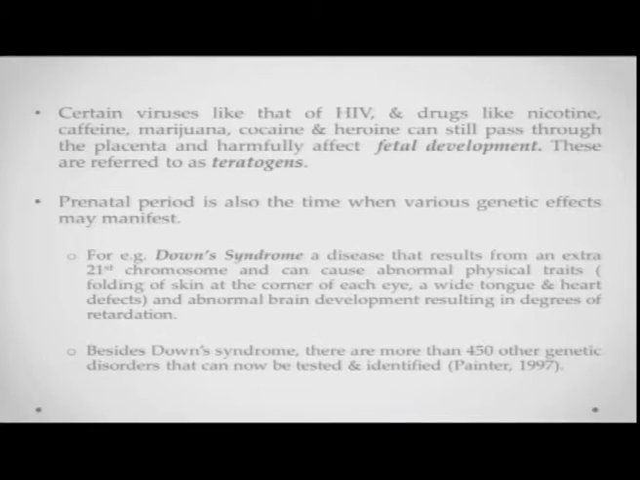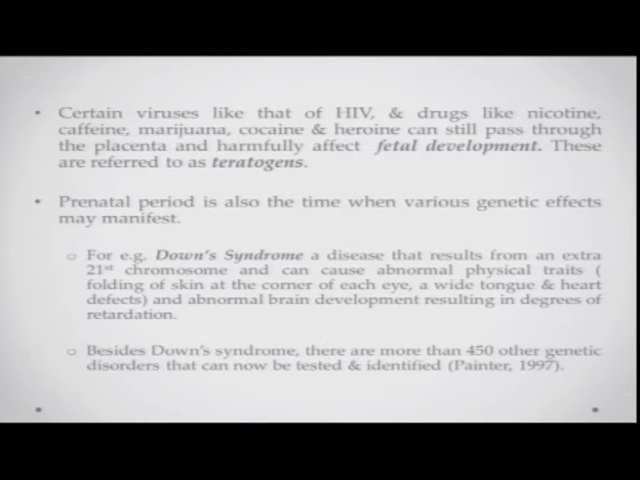Also, Down syndrome has severe effects on the development of the brain, and this abnormal development of the brain because of the extra chromosome can result in various degrees of mental retardation as well. So again, these are genetic effects, these are congenital disorders that the child might be born with. And Down syndrome is not the only congenital or genetic disorder that a child might be born with.